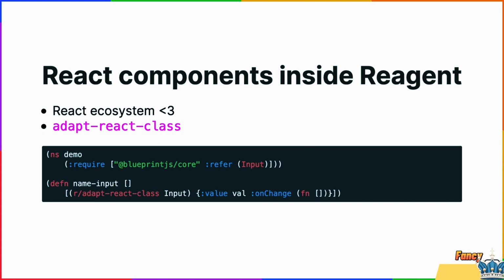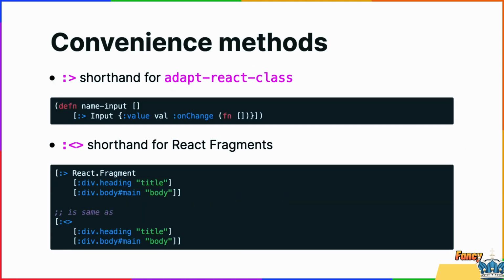React's ecosystem is exceptional. There are tons of high-quality open-source libraries like Ant Design and Material Design. With Reagent and Shadow, we can use these components easily. Reagent's adapt-react-class function converts any React component into a Reagent component. There also exists a convenience method for third-party components. The symbol :> can be used as the first element of the vector, followed by the component to render. We can rewrite our example as so.